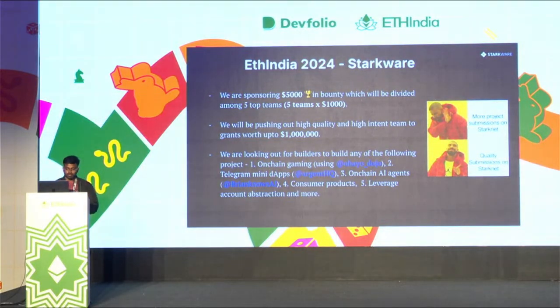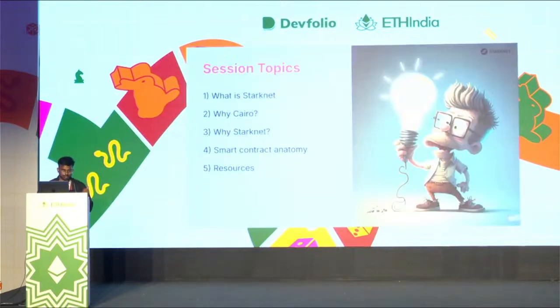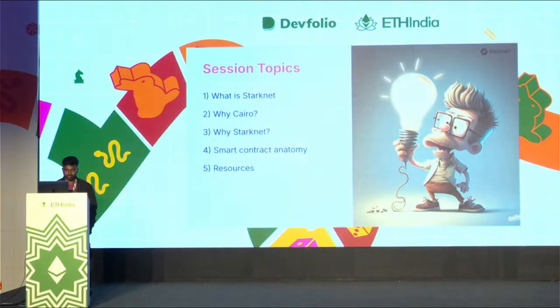We're also looking for builders to build any of the following projects. One is on-chain gaming using Dojo, which is a provable gaming engine. The next ones are Telegram mini apps, on-chain AI agents, consumer products, and leveraging account abstraction, and many more. For today's session, we'll be looking into what is Starknet, why Cairo, why Starknet, the smart contract anatomy, and a few resources with respect to this.